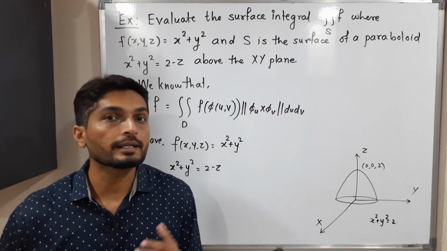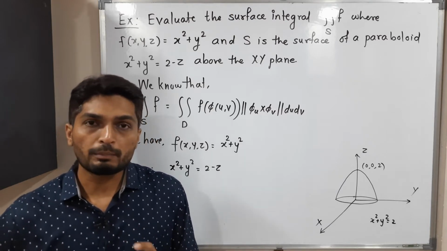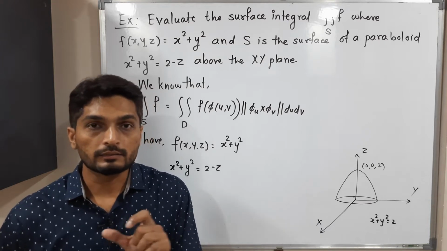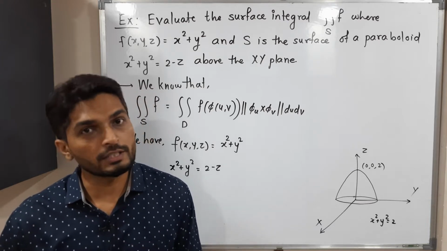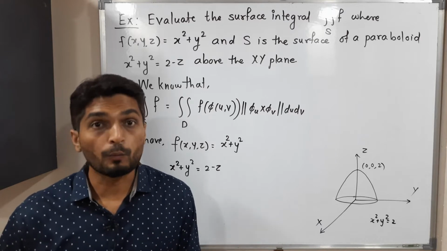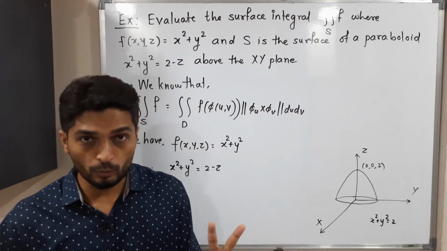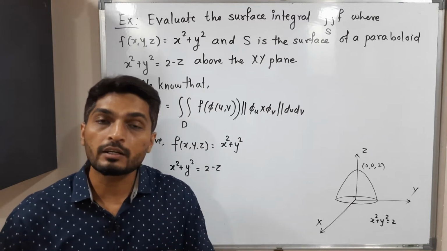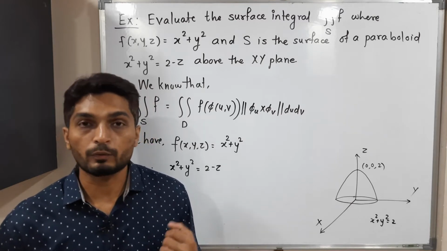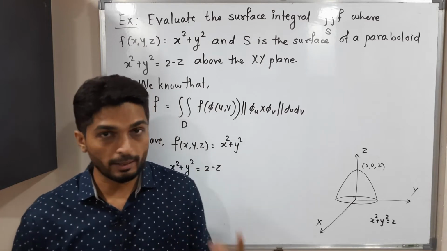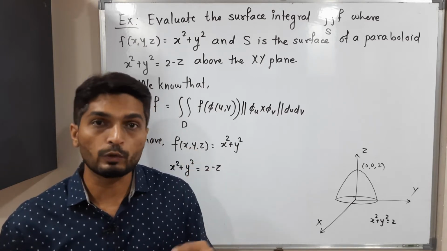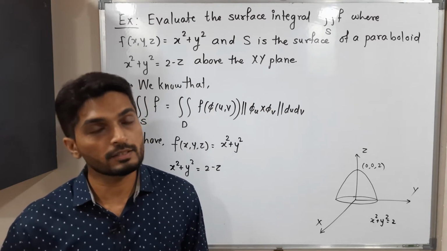Now we have to find its parameterization. You remember in previous videos on the playlist of double and triple integration, we have already seen that when we have a paraboloid, a cone or a cylinder, we go for the cylindrical coordinate system. I will do the same.